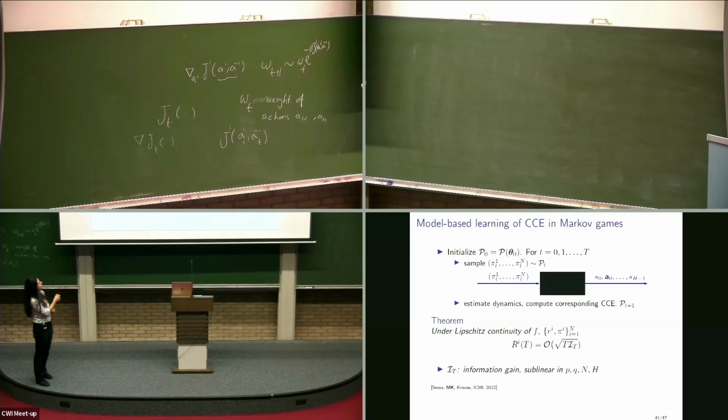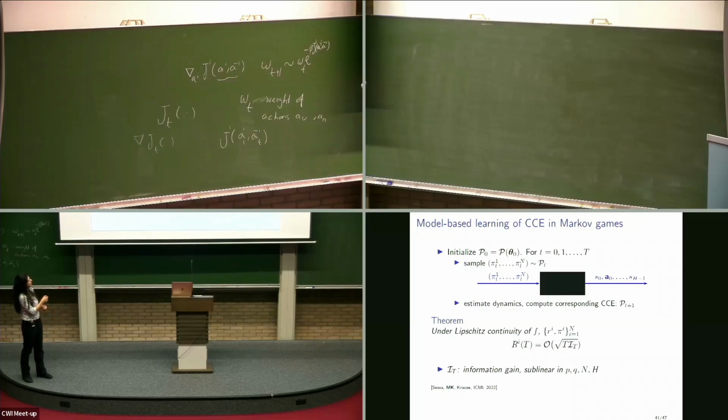So here we are playing the policies. The players are observing the state of the game and the sequence of played actions. They estimate the dynamics, and then once you have the dynamics, you know your J's, and you can compute equilibria, and then you update your probability distribution, and then you repeat this process.